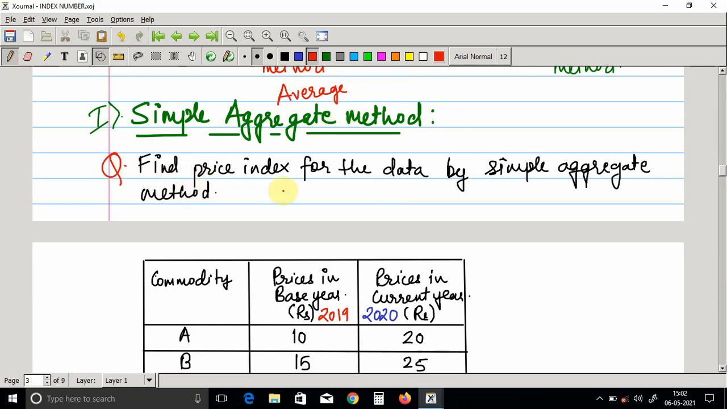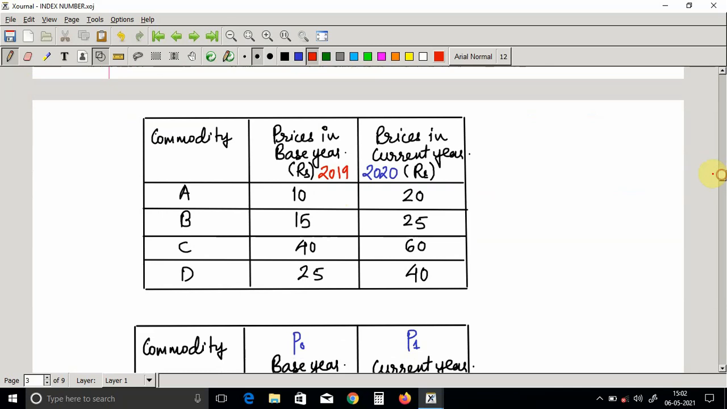Find the price index for the data by the simple aggregate method. This is the table. I have 4 commodities listed here. The good thing is we are not concerned about the units of the quantity. Suppose this is oil, this will be in liters, and if this is wheat, this is in kgs, like that. So we can find an index number irrespective of the units also.